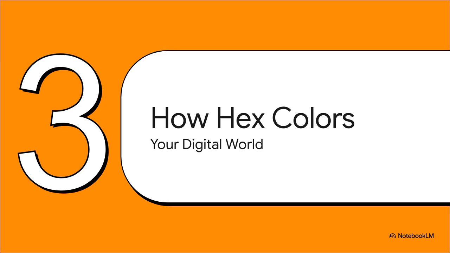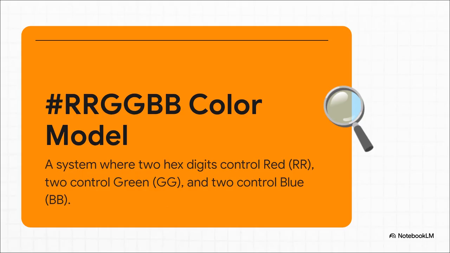So let's see this system in action in one of the most common places you encounter it every single day: color. Yep, this simple code is what gives our entire digital world its vibrant palette. This is the hex color code model. It's a 6-digit code where the first 2 digits control the amount of red, the next 2 control the green, and the final 2 control the blue.